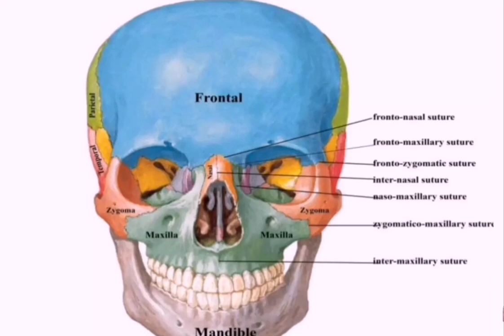The zygomatico-maxillary suture is between the zygomatic bone and the maxilla. And the intermaxillary suture is between the two maxillary bones, and later on in life it disappears. So this is all about the sutures.